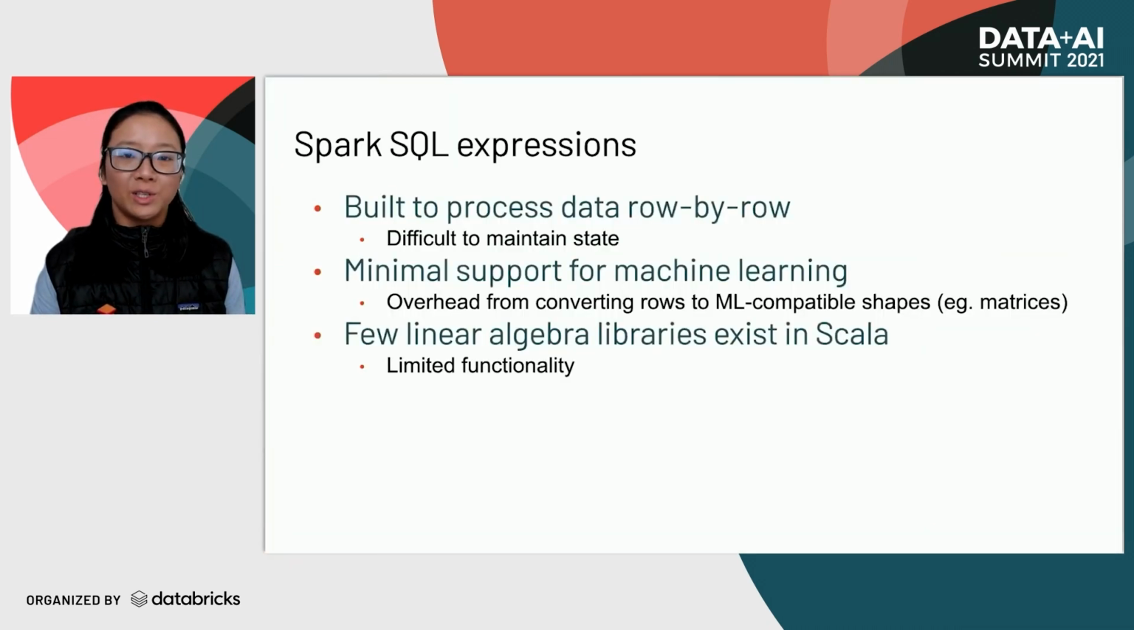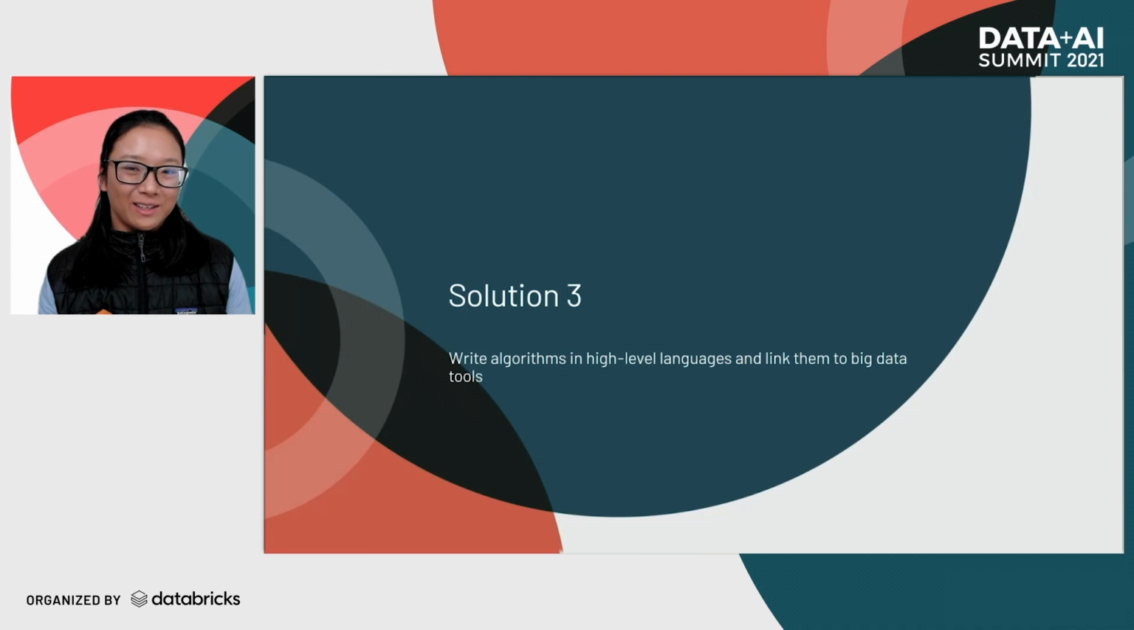To write a custom language agnostic algorithm, we had to create a Spark SQL expression. This was painful for a variety of reasons. First of all, Spark SQL expressions are meant to process records individually, while our algorithms often require some sort of state to be retained. Secondly, transforming Spark SQL rows to a shape that is compatible with a linear algebra library requires custom logic that adds significant overhead. And finally, the linear algebra library selection in Scala is quite limited, and even the libraries that do exist often are missing major features. We struggled with this for a while and eventually realized that we did not need to force ourselves into this corner.